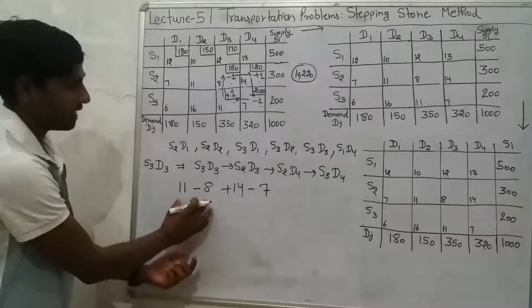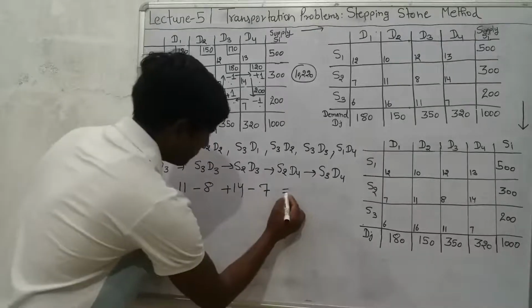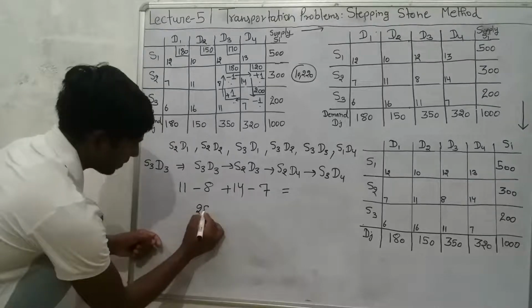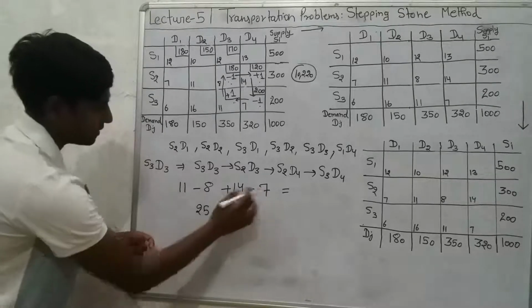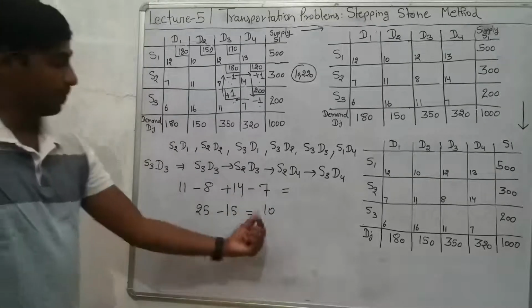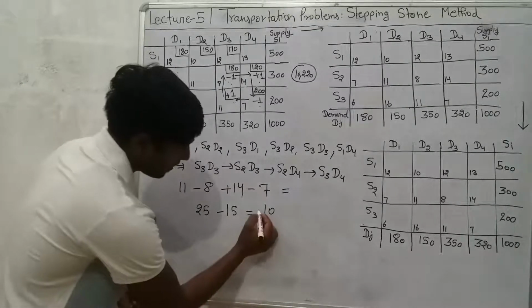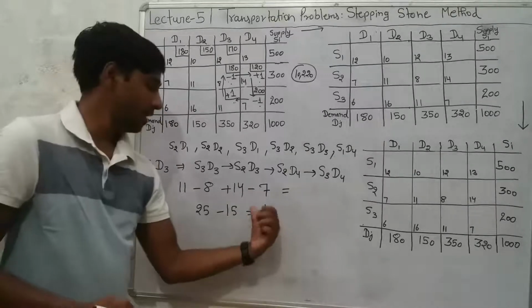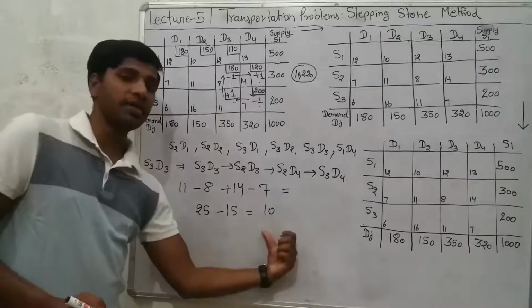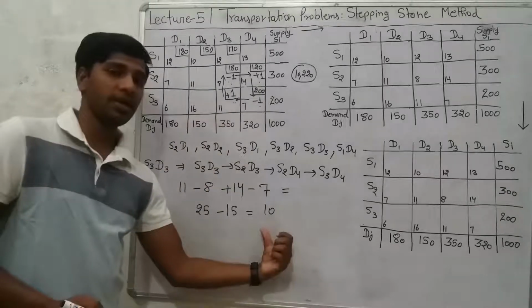Now look at the net impact. What would be the net impact of this allocation on total cost? 11 plus 14, 25, minus 8, 17, minus 7, that is equal to 10. So the net impact on total cost would be 10, and remember, it is plus 10. It means if we opt this route, then our total cost would be increased by 10 rupees.